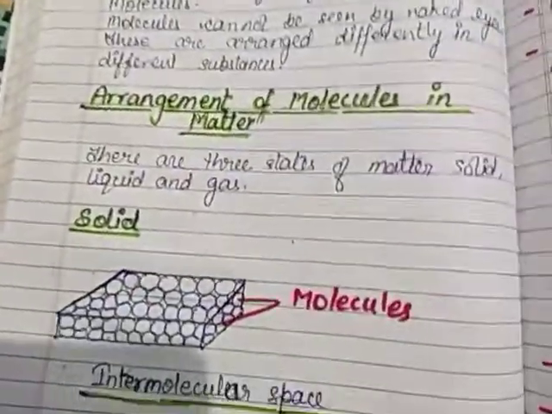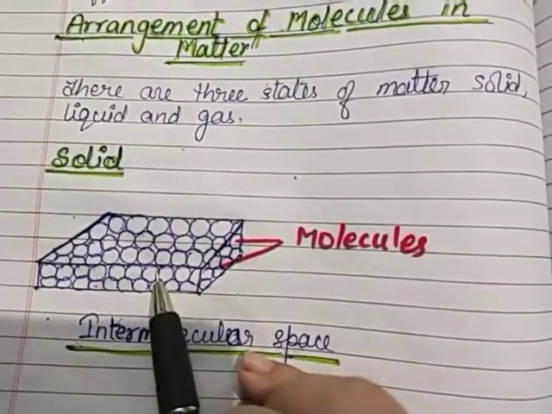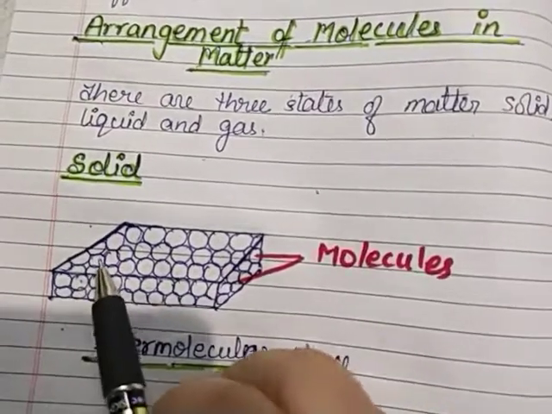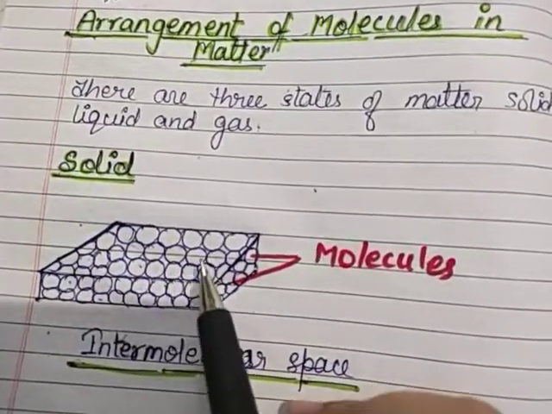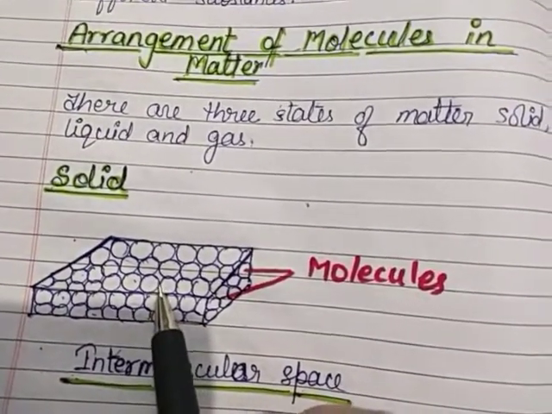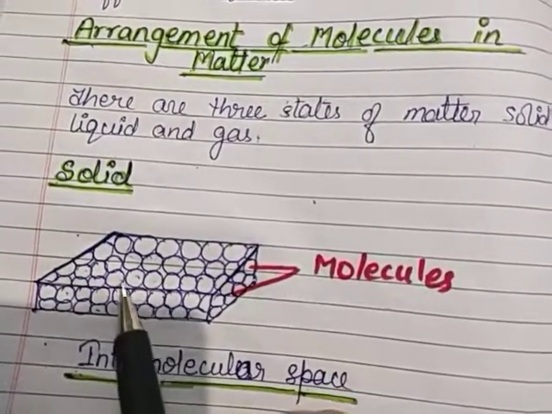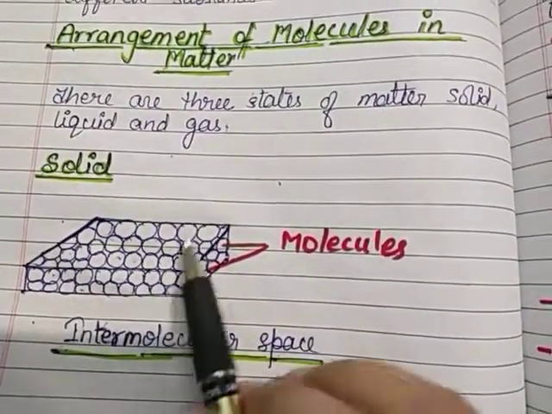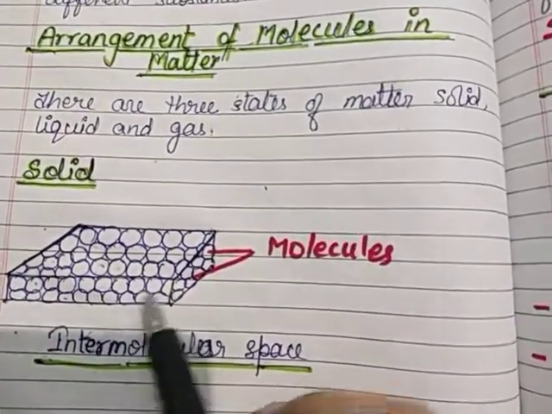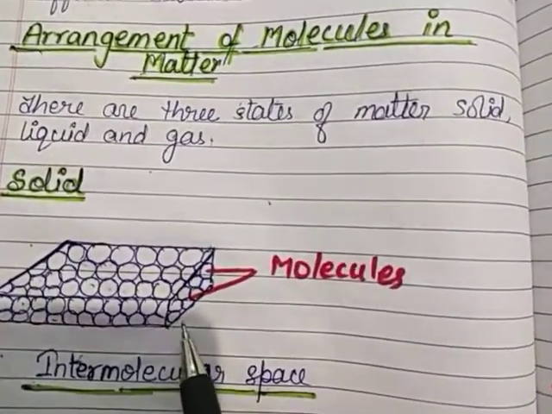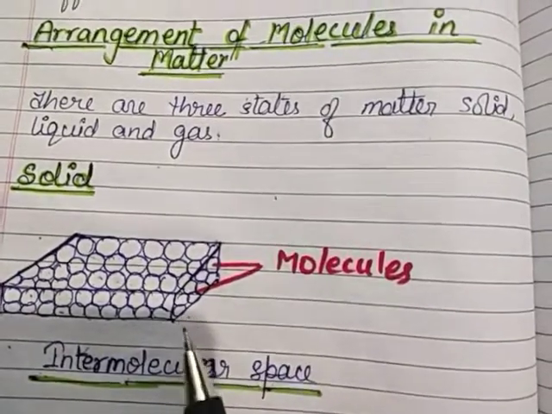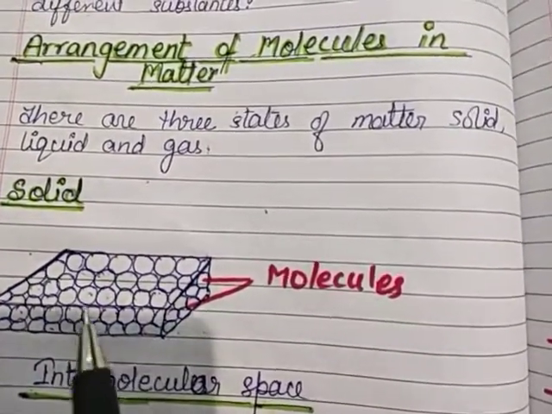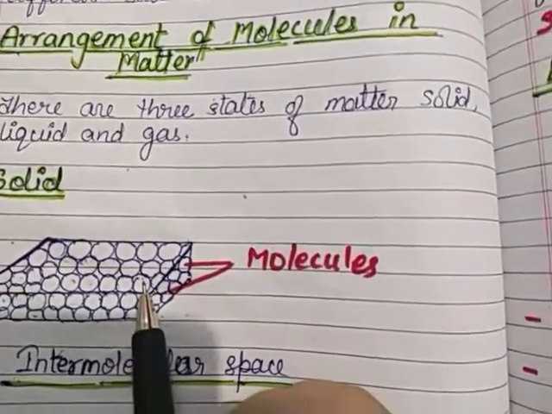You know very well that in solids the molecules are very tightly packed. They are without intermolecular space, and the force of attraction between the molecules is strongest. So all solid materials have a definite volume and definite shape because of their structure, because of the arrangement of the molecules, right?